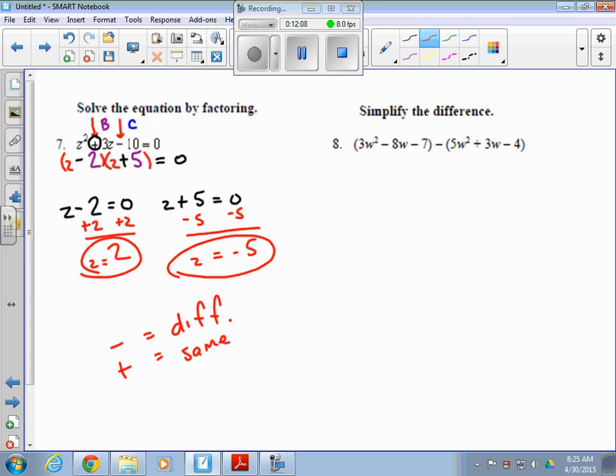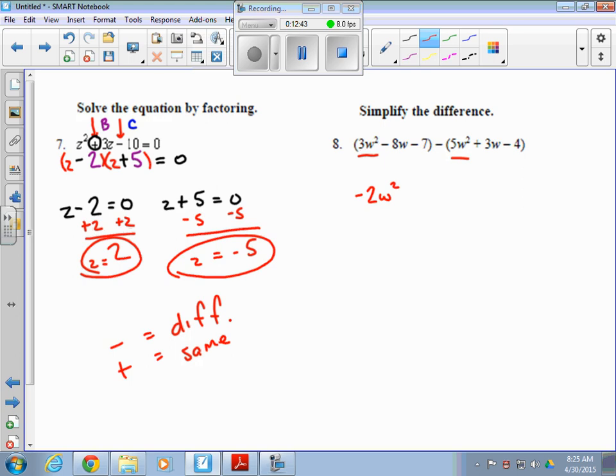Number 8 tells you to simplify the difference. Remember, you can only add and subtract things that have the exact same variable with the exact same exponent. Now, all these deal with the variable w, so you're not dealing with different variables, but they do have different exponents. So right here, the first one is 3w squared minus 5w squared. They have the exact same exponent, so we can take 3 and subtract 5 from it. When you do that, you get negative 2w squared.